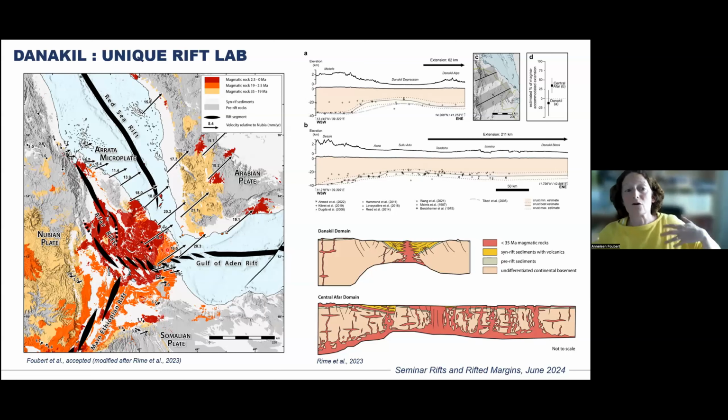Extension started to be localized in the Danakil Depression since mid to late Miocene times due to the rotation of this block, this microplate here. Then we have accelerated subsidence rates in the central axis of the Danakil Depression since the Pleistocene, which resulted in the deposition of a very high exceptional resolution stratigraphic and sedimentary record.